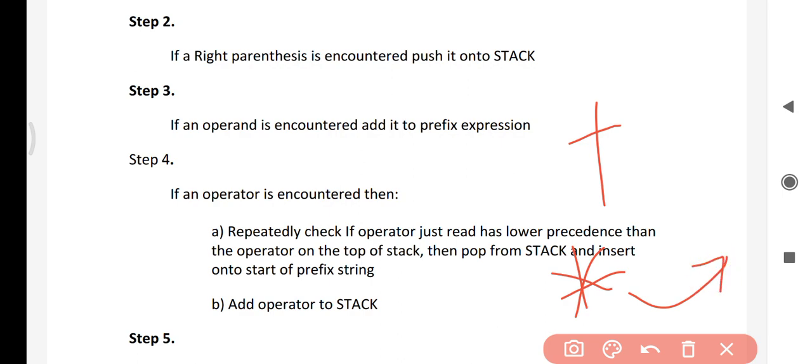We do this when the operator just read has lower precedence. Remember this: when the operator just read has lower or equal precedence, we remove or pop the operator from the stack repeatedly, and we store it into the prefix expression.